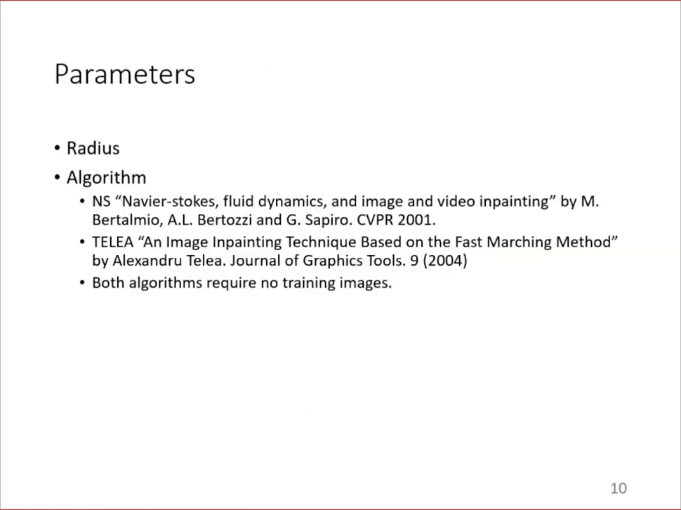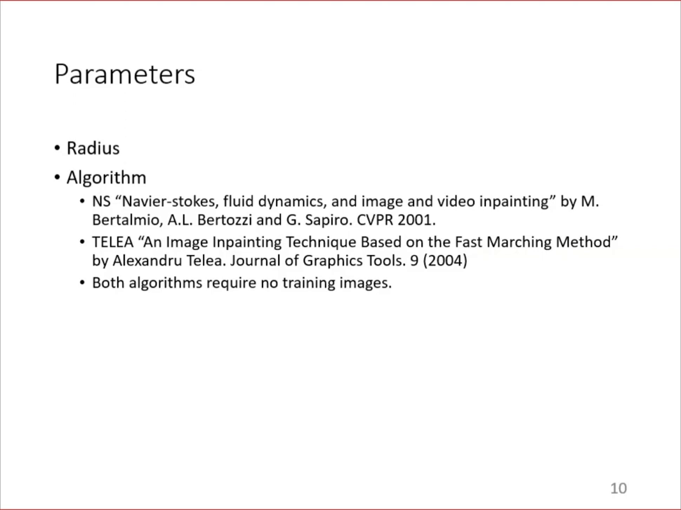So what's the difference between them? The number 3 is the radius required by the two algorithms. And what are the two algorithms? They are from papers published in different journals. The first one was published in 2001 at CVPR, which is the top conference for the region. And another one was published in 2004 in a journal. Both algorithms require no training image. They just use pixels surrounding the mask area to fill in the data.